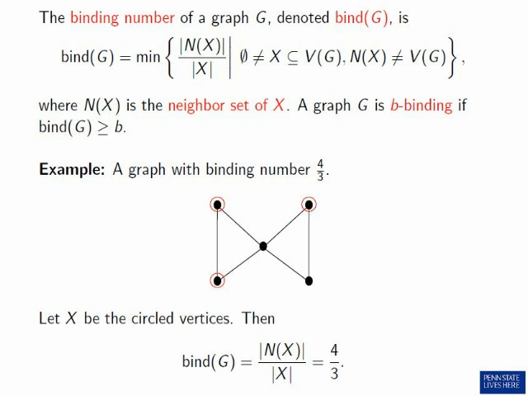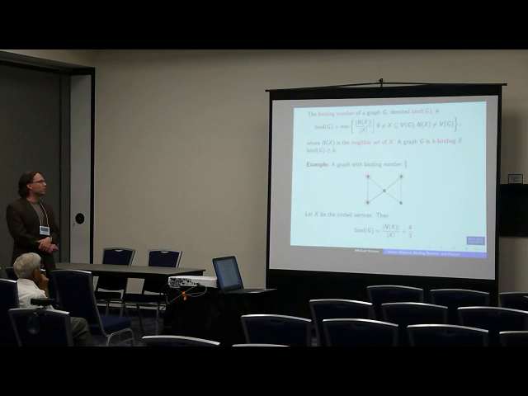So for example, this bow tie graph has binding number 4/3. We can get a minimum such ratio if we consider these three circled vertices, where the neighbor set is everything but the upper right vertex. So we get 4 neighbors and 3 vertices, and 4/3 is that ratio.